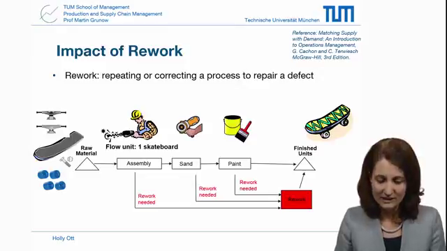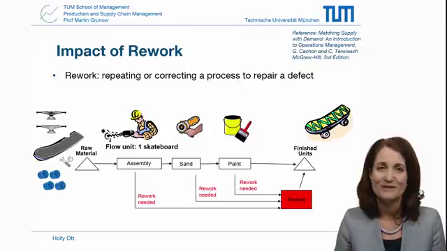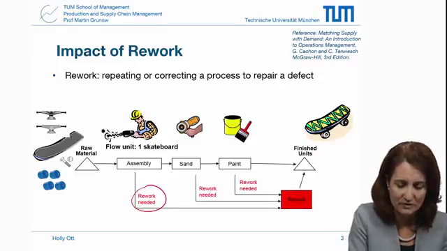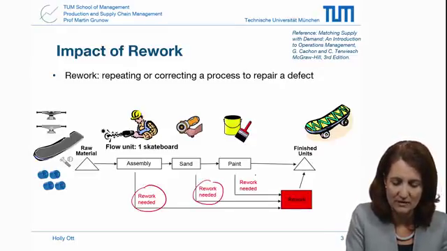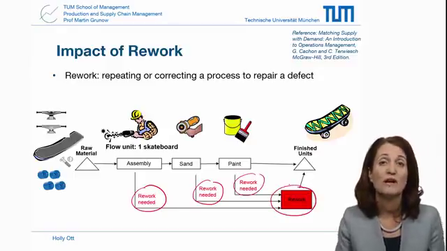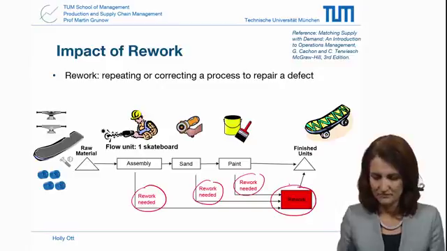Now, here we're seeing our skateboard process again. I hope you're not sick of this. And up to this point, we've not discussed if a defect is produced at any of the steps. Now we have the possibility to rework any parts that are defective at a particular step. So here, for example, at assembly or at sand or at paint, any defective parts can be sent to a rework step.